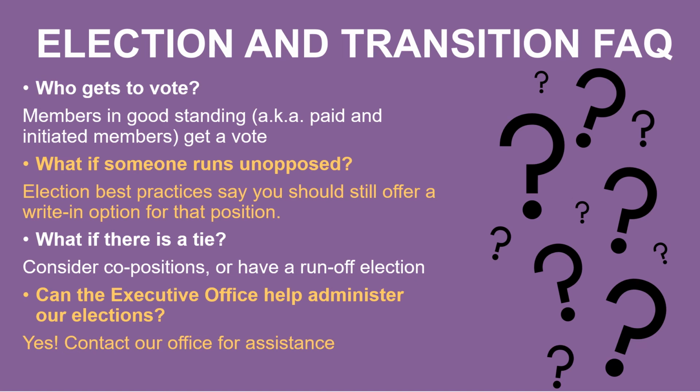Another great question is what if someone runs unopposed? Election best practices say that you should still offer a write-in option for that position specifically. What if there's a tie? Well, there's a few options here. You can consider having the two winners hold co-positions. You can set up a runoff election specifically for that office, or you can discuss among the candidates whether one would like to concede. It's up to you how to handle it, but as always, be professional and fraternal when handling these kinds of issues.